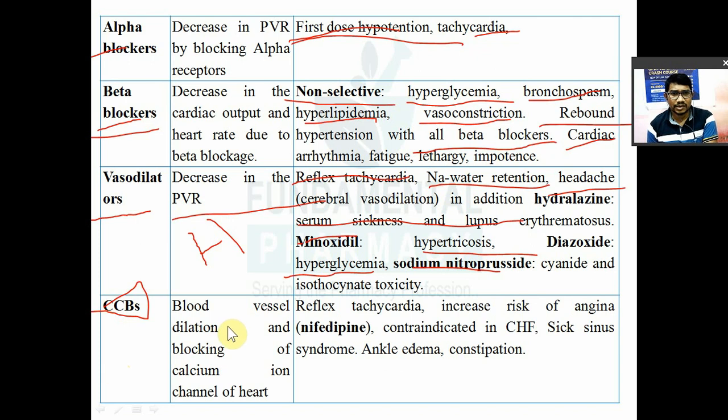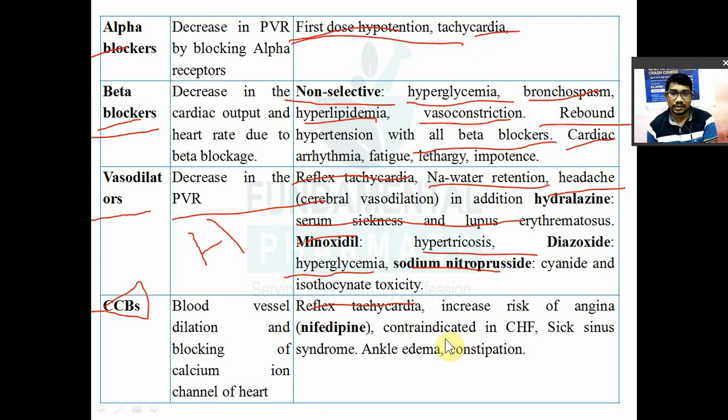Okay. So blood vessel dilation and blocking of calcium ion channel of the heart. So calcium channel blocker क्या करेंगे? They will block the calcium ion which is responsible for the vasoconstriction as well as the contraction of your heart. So what will they do? They will dilate the blood vessel by blocking the calcium ion channel, and also they will decrease the cardiac output by acting on the calcium channels of your heart. So they will have adverse effects like reflex tachycardia, increase in the risk of angina.